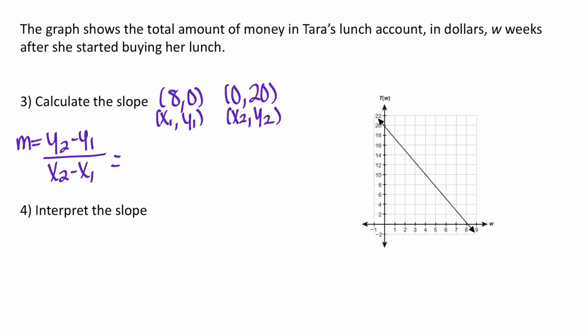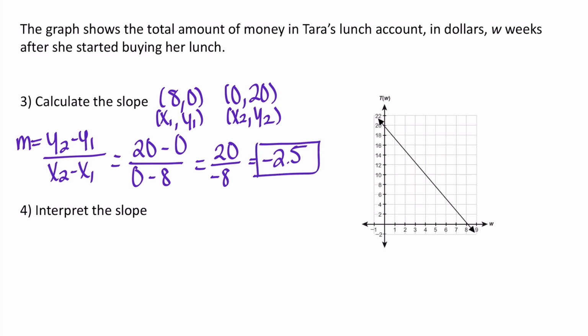So when we plug in, we have y2, which is 20, minus y1, which is 0. That's divided by x2, which is 0, minus x1, which is 8. So we have 20 minus 0, which is 20, divided by 0 minus 8, which is negative 8. So 20 divided by negative 8 is going to tell us negative 2.5. So negative 2.5 is our value of slope.